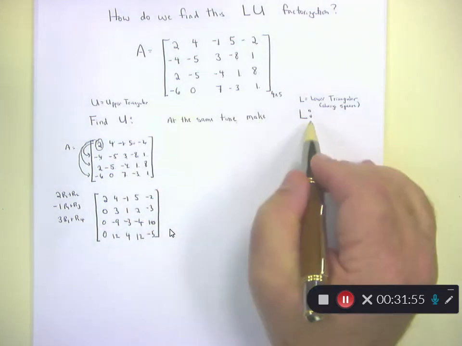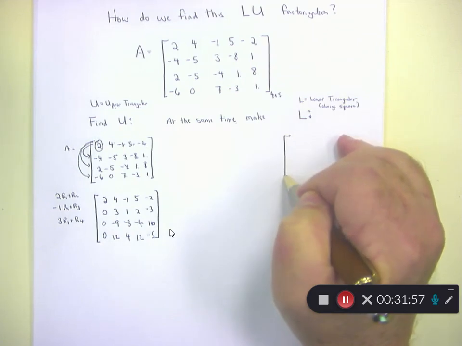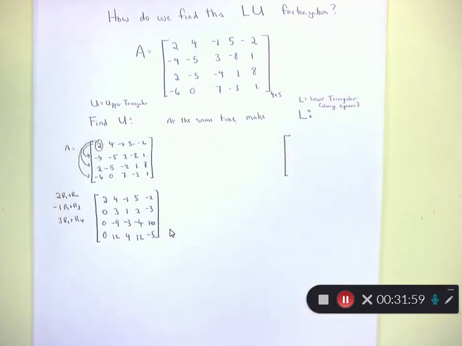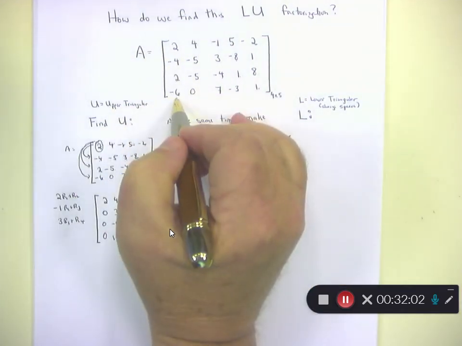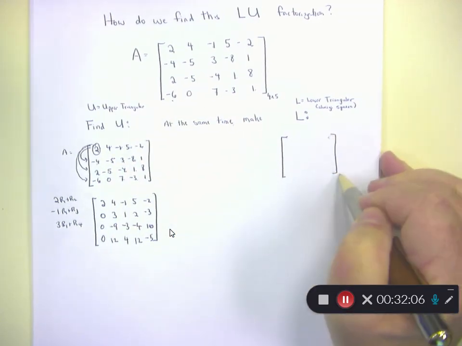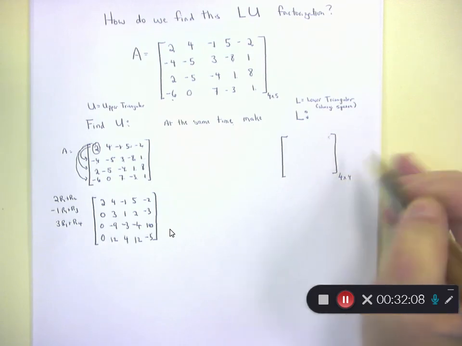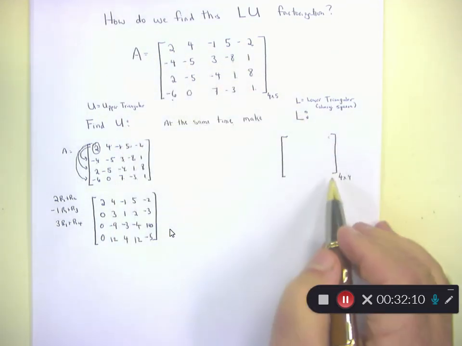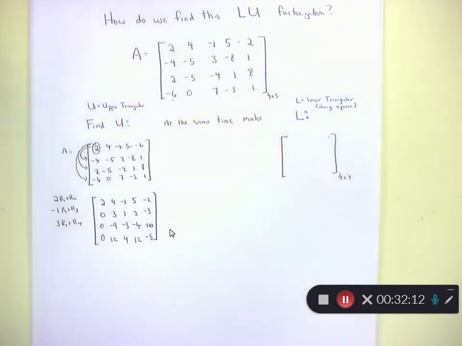At the same time, let's make L. Now, L is always square. How many rows do we have on this thing? 4. So L is always square, and it's going to be based on the number of rows of the original matrix. So this is going to be a 4 by 4 because there are 4 rows. Does that make sense? L has always got to be square.